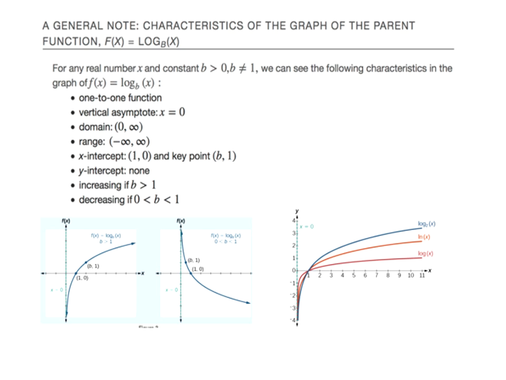Okay, so our exponential functions had that key point of 0, 1. Our logarithmic functions will have a key point of 1, 0.